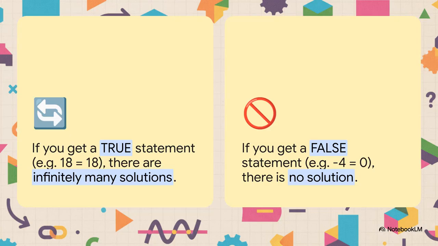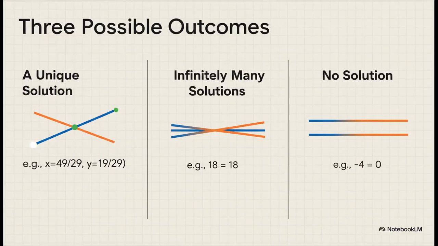So here are the two special cases you'll run into. On the one hand, if your variables disappear and you're left with a statement that's always true, like 18 equals 18, well, yeah, of course it does. This means your two original equations were really just the same line in disguise, so they have infinite solutions. On the other hand, what if you get a statement that's just plain false, like -4 equals 0? That's impossible. This is your clue that the lines are parallel and will never, ever cross. There is no solution.